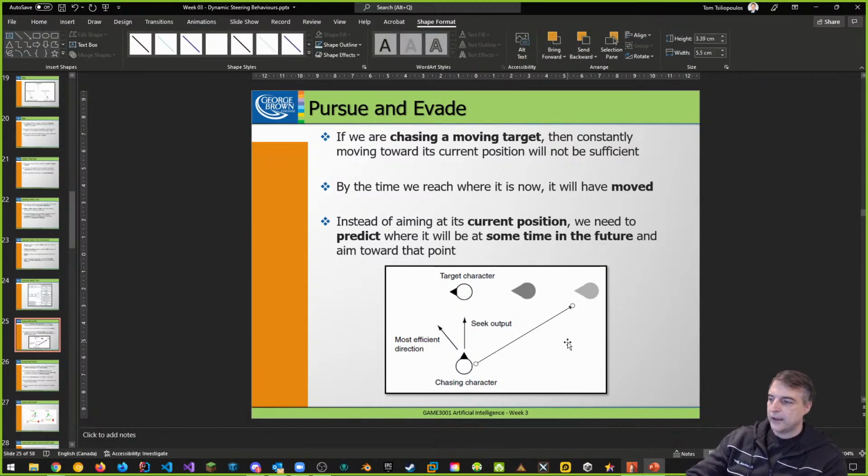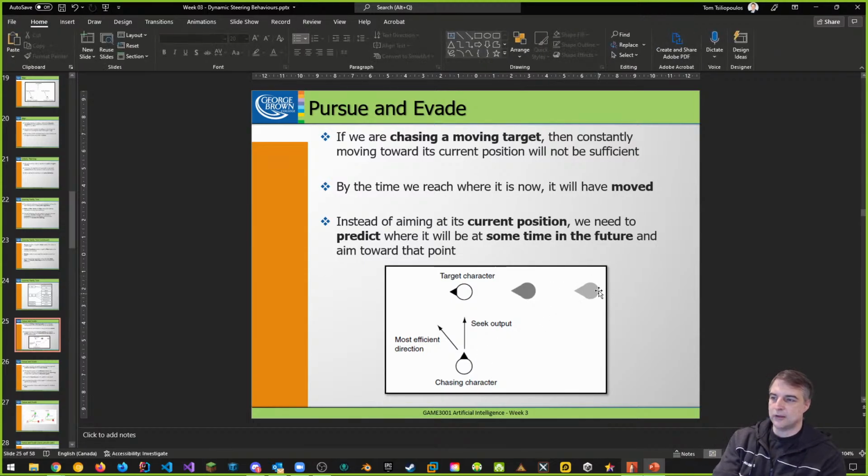That is kind of inefficient. So instead of seeking to the target where it was, and even if I try to seek to where it is right now, by the time I move towards there, it's gone, right? So it's better for us to seek where it's going to be, based on its current trajectory, based on where it's heading. That is what pursue does. It looks ahead and predicts where the target is going to be at some point in the future. Kind of an interesting way of doing things.